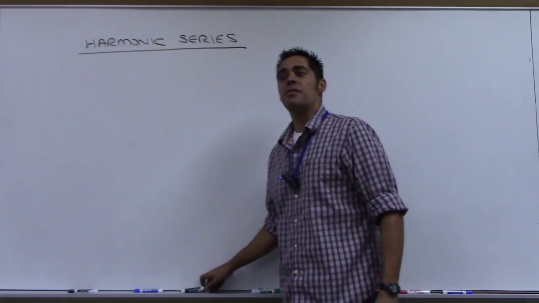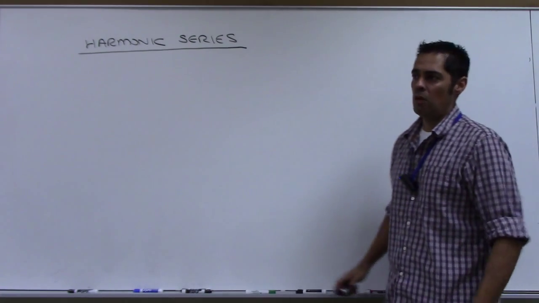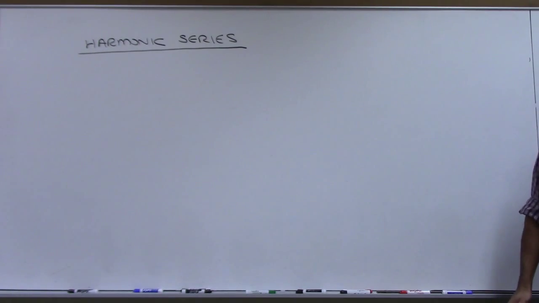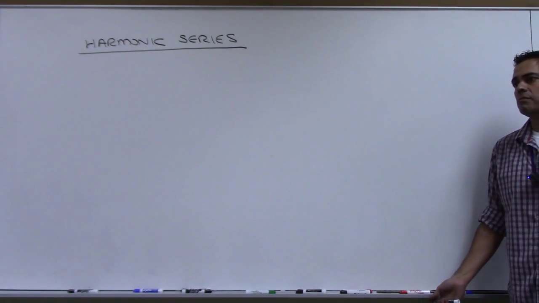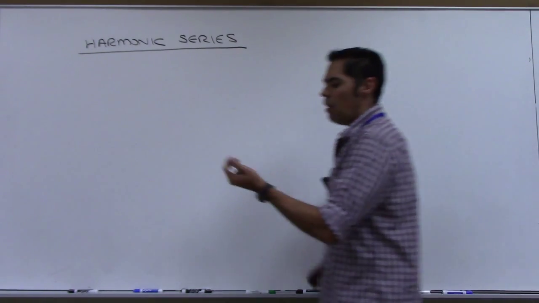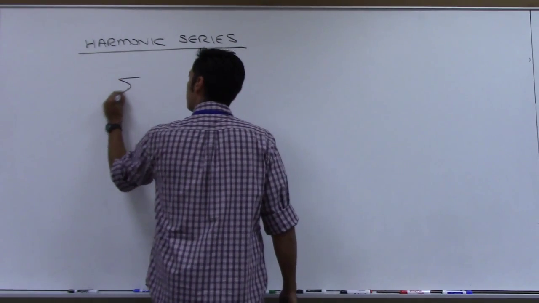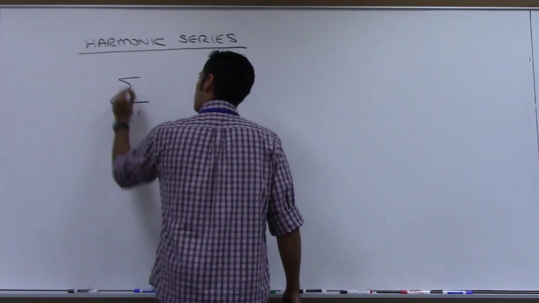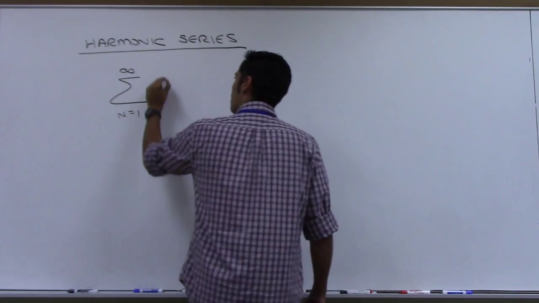Because all harmonic series diverge, always. You just have to recognize that you have a harmonic series. That's all you have to do. So all harmonic series look like this. Sum n equals 1 to infinity of 1 over n.